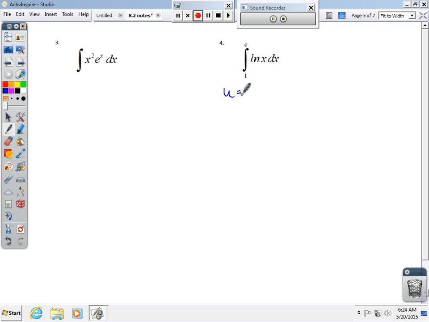We're going to let u equal the ln of x. That means du is equal to 1 over x dx. The remaining part is going to be dv. Well, what's left is just a 1 dx. And then when we integrate that, the integral of dv is v, and the integral of 1 is just going to be an x. I've got to be careful with my v's and my u's.